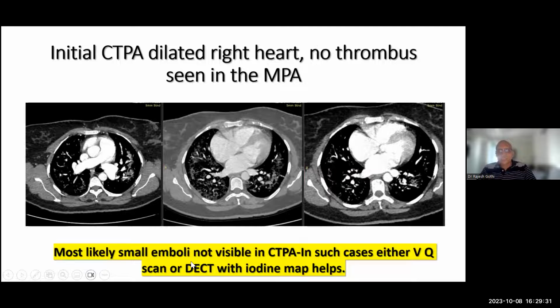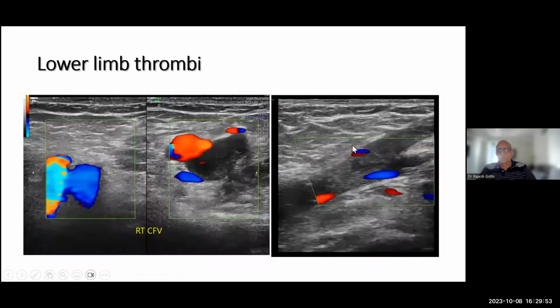So in such cases where you're not able to see thrombi, but you have a very strong suspicion that it is because of a thrombotic phenomenon, you can either do a VQ scan or a dual echo CT scan with an iodine map to be able to pick up areas of hyperperfusion. So that is what should have been done in this case, but we didn't do anything because we had already gotten a diagnosis of thrombus from the Doppler study, and therefore he was put on blood thinners and managed accordingly.